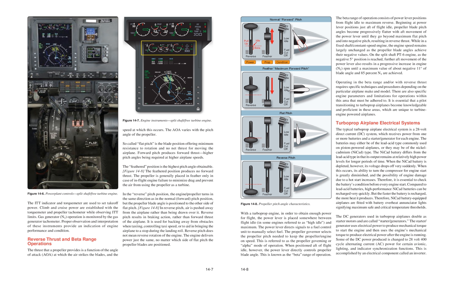The DC generators used in turboprop airplanes double as starter motors and are called starter/generators. The starter/generator uses electrical power to produce mechanical torque to start the engine and then uses the engine's mechanical torque to produce electrical power after the engine is running. Some of the DC power produced is changed to 28-volt 400-cycle alternating current, AC, power for certain avionic, lighting, and indicator synchronization functions. This is accomplished by an electrical component called an inverter.